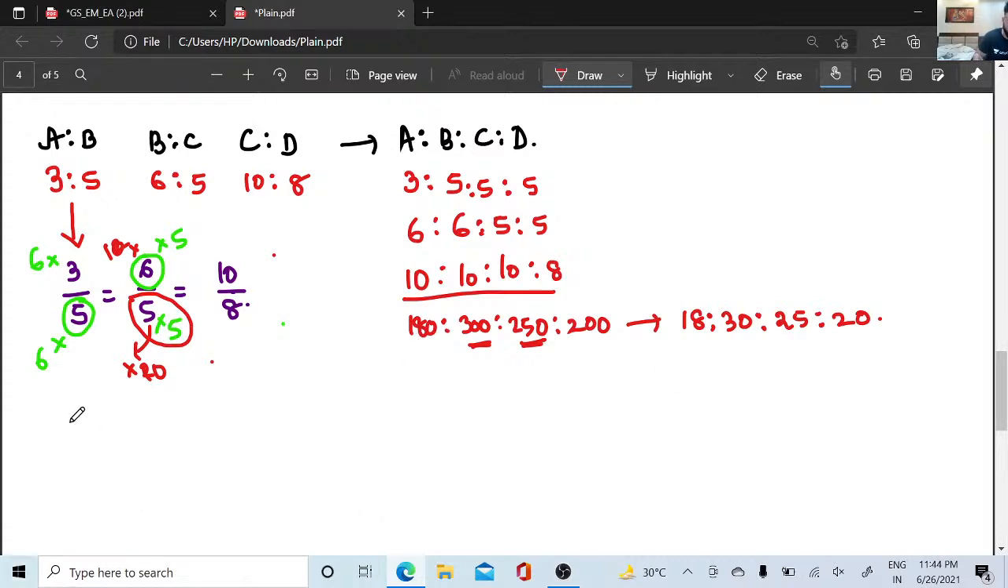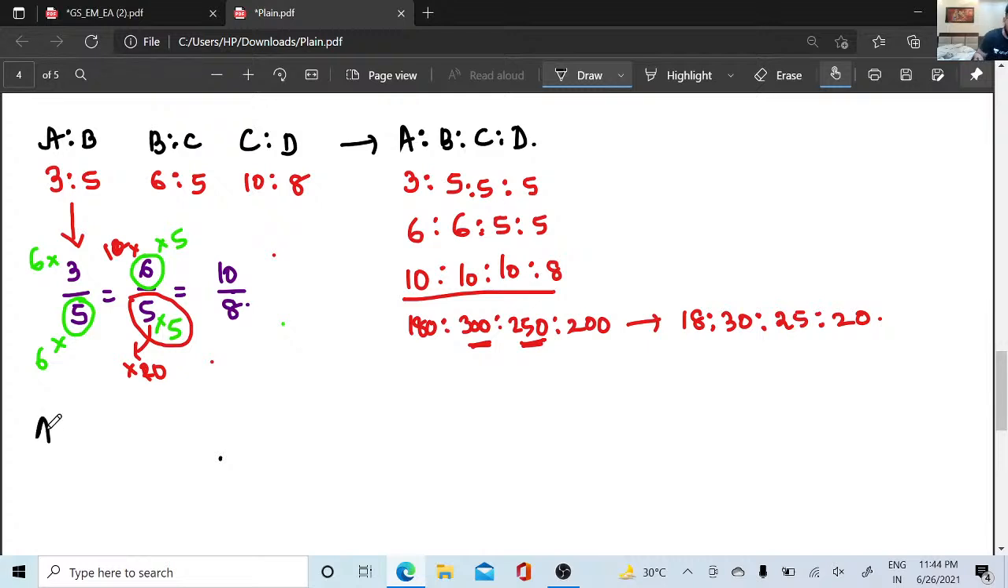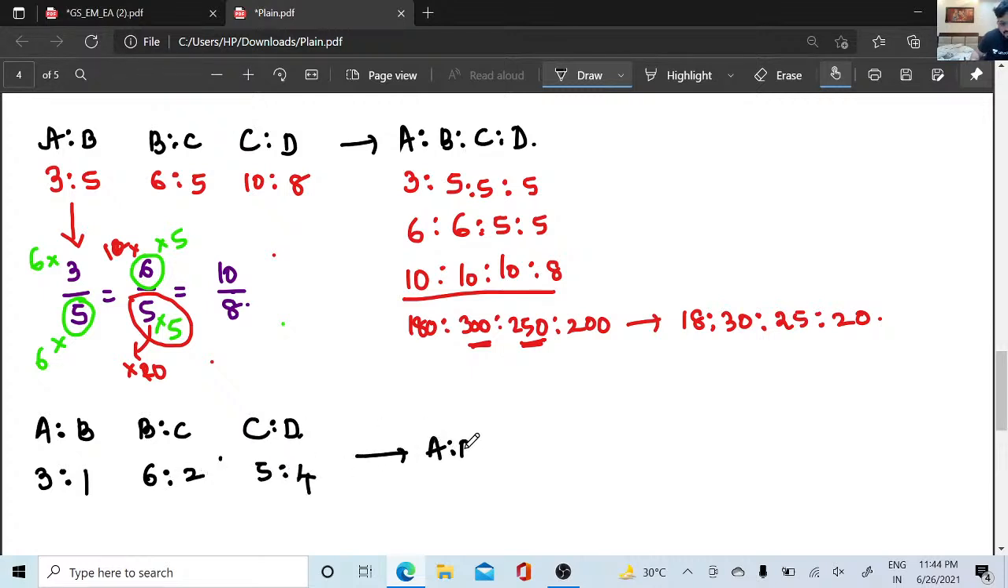This was the 4 one. So I will draw an example problem here. You guys give me the answers in the comments. I'm giving you A is to B, B is to C and C is to D. Always make sure you write the commas in between. A is to B is 3 is to 1, B is to C is 6 is to 2, C is to D is 5 is to 4. So tell me, people, the value of A is to B is to C is to D.